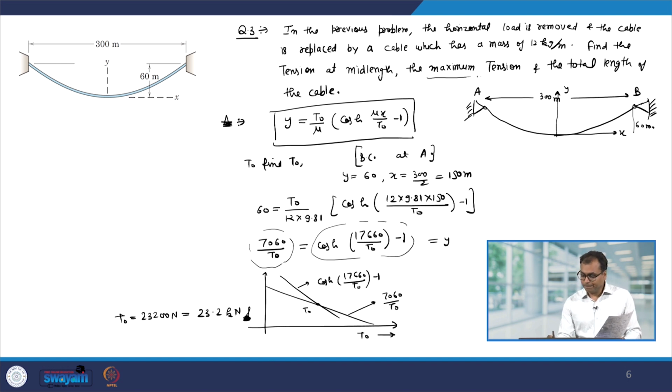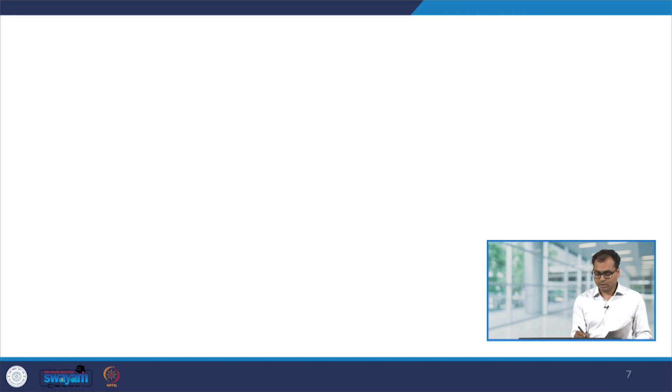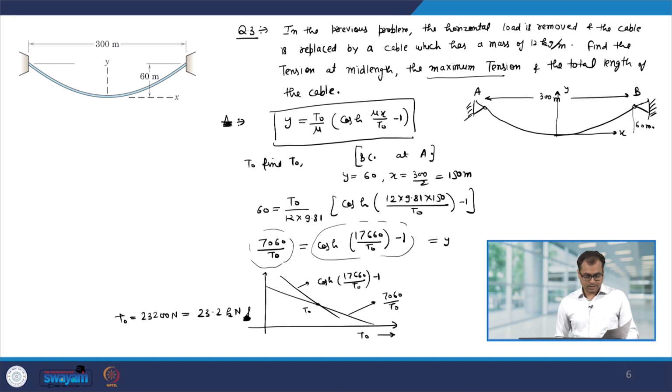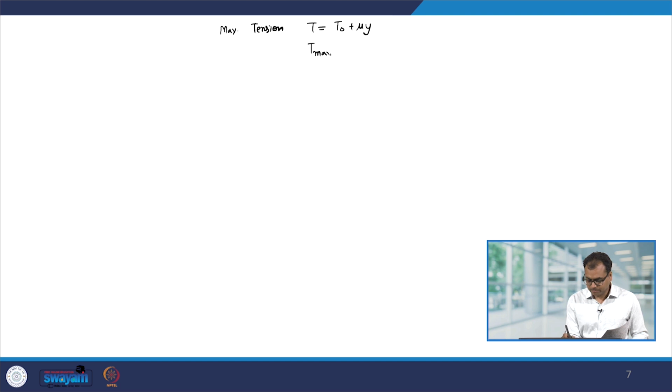Now, let us find out the maximum tension in the cable. Again, we have derived the formula for the maximum tension. You can use T equal to T naught plus mu y, and for the maximum tension you have to maximize y. Let us see what is the maximum value of y. The maximum value of y is 60. Therefore, T maximum will be T naught, which we have just found, 23200, plus mu, the weight per unit length, so 12 into 9.81 into y, which is 60. This comes out to be 30263 Newton, or 30.26 kilonewton.